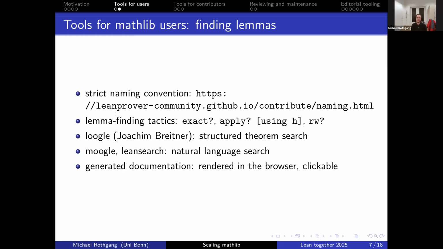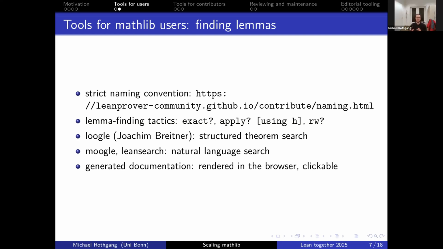So there are tactics to actually help you find a lemma in your specific situation. So exact? will tell you the lemma if it finds one that just solves your goal. apply? finds something where you can apply it. There's also rw?. Personally, I like exact? more than exact!, but that's a matter of taste.